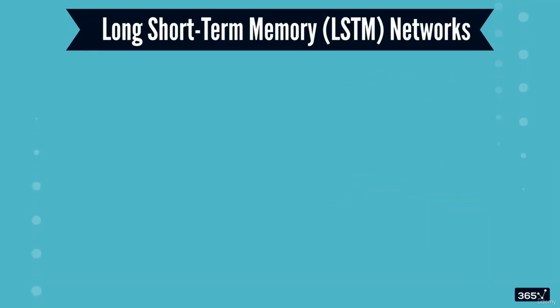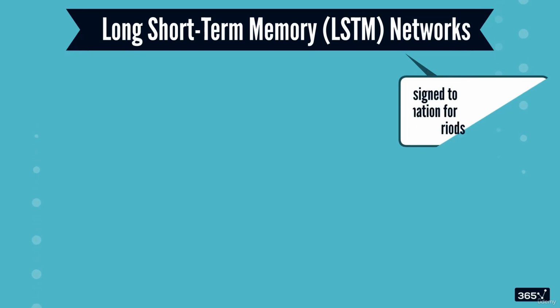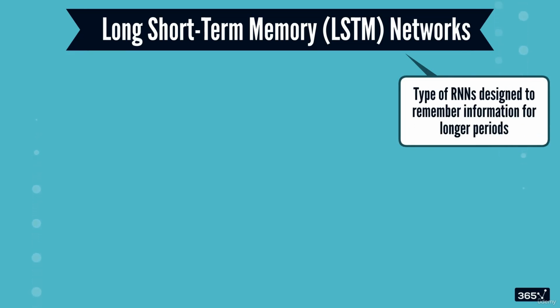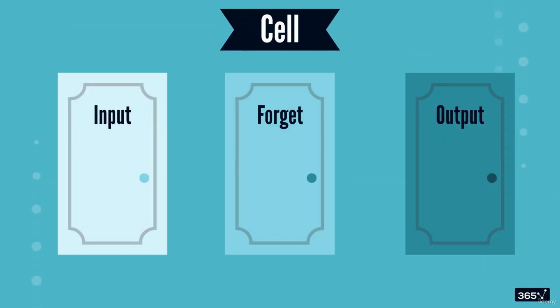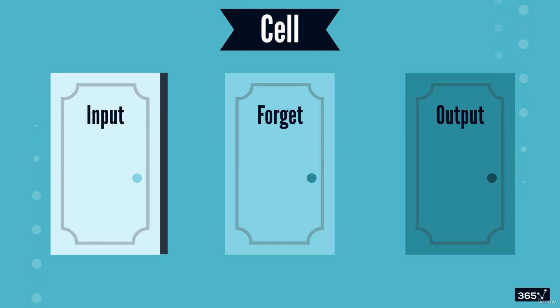Okay, great. Long short-term memory, or LSTM networks, are a special kind of RNNs designed to remember information for longer periods, which is crucial for recognizing continuous speech. An LSTM network comprises units called cells which act as the network's memory. Each cell is designed to manage and store information via 3 gates.